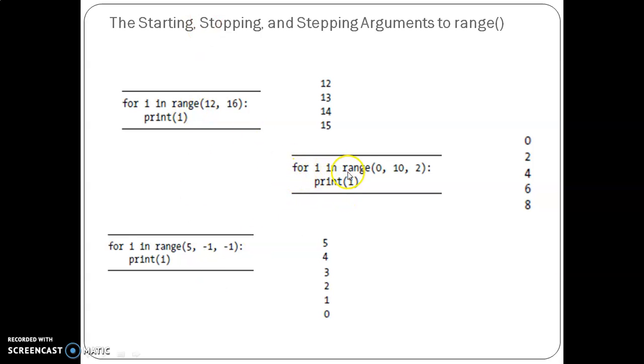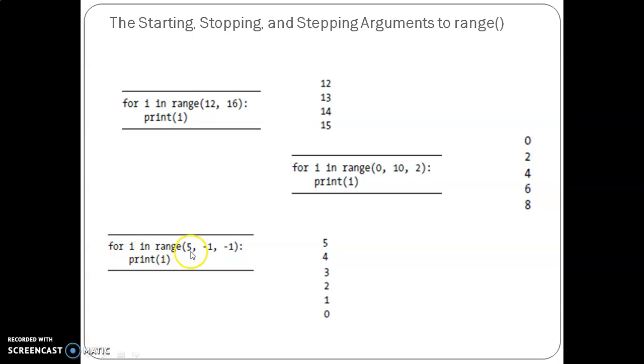Similarly, we have another example here. For I in the range 0, 10, 2, print I. So starting from 0 up to 10 using 2 steps. It will display 0, then with 2 steps, after 0 comes 2, after 2 comes 4, after 4 comes 6, after 6 comes 8, like this.